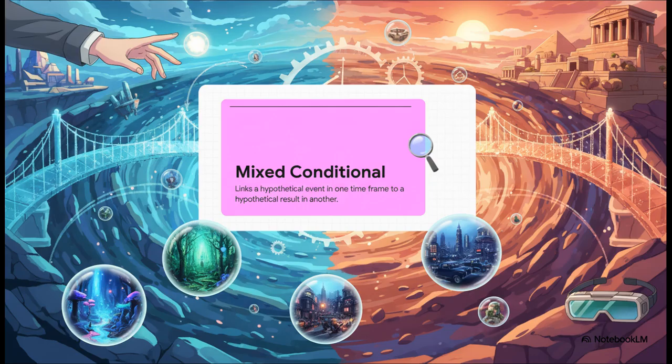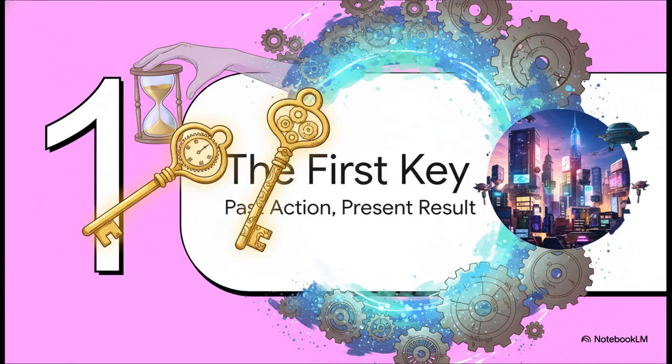Honestly, I love to call them time-traveling sentences. Why? Because they literally create a bridge in time linking a hypothetical cause from one era to a hypothetical effect in another. It's kind of like playing with alternate timelines, but with grammar. Pretty cool, right? To really get a handle on these, you just need two keys.